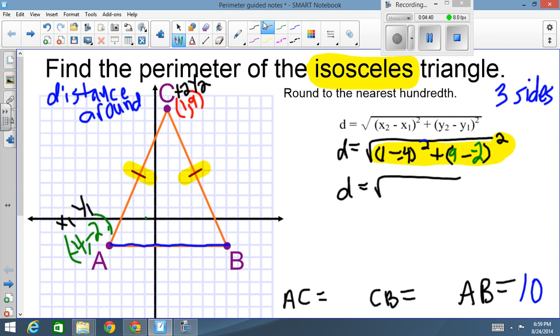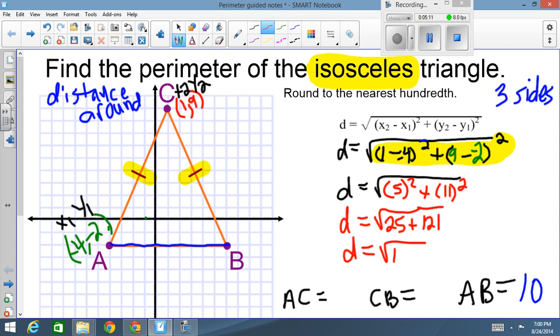Anytime you have a minus and negative, that becomes a plus. So really this becomes a 5 squared. 9 minus -2 is the same thing as 9 plus 2, which is an 11 squared. So now this distance becomes the square root of 5 squared is 25. 11 squared is 121. So the distance becomes the square root of 146.